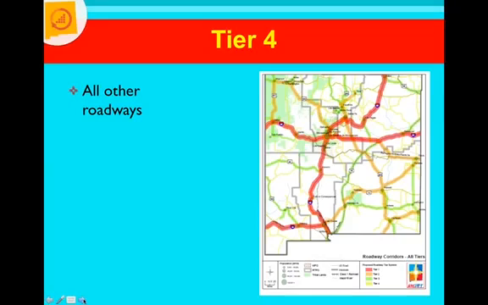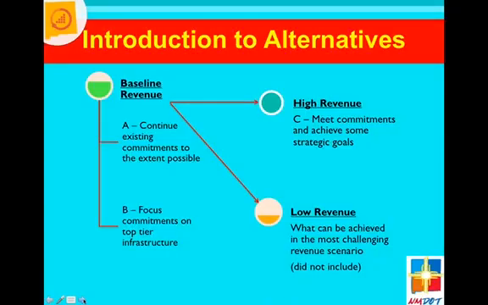In order to use these tiers, when we go to the next slide, we're using the tiers as part of our alternatives for our statewide long-range plan. So when we look at the different alternatives that I'll briefly go over, we have our baseline revenue, and alternative A is basically continue our existing commitments to the extent possible. Alternate B is focus commitments on top-tier infrastructure. And then we also looked at a higher revenue, or more of our aspirational type of alternative, is to meet our regular commitments as well as achieve some of our strategic goals.